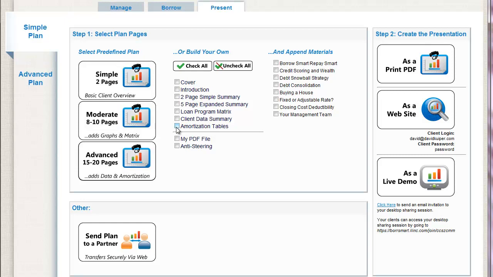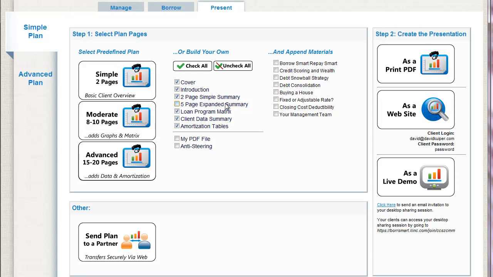You want them or you don't. If I click this button, I'm going to get all the AM tables. If I don't, there won't be AM tables. The cover was something that we thought was a standalone. The introduction was a standalone. And here's the big difference. In the past, if I were to go check all, you were automatically getting the 5-page expanded summary if you were doing that. We now have a 2-page simple summary. I can't check both. I got to pick, do I want the 2-page simple summary or the 5-page expanded summary?